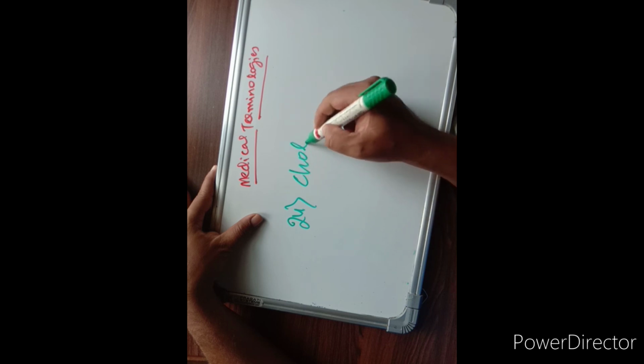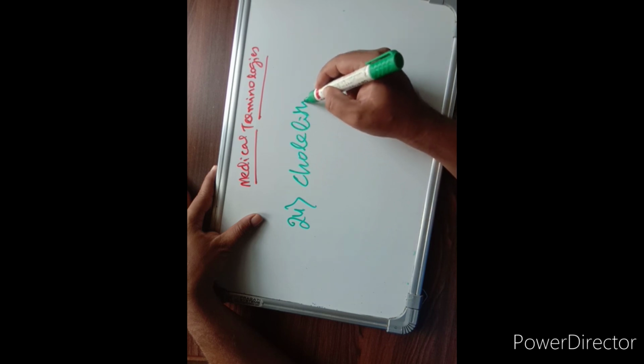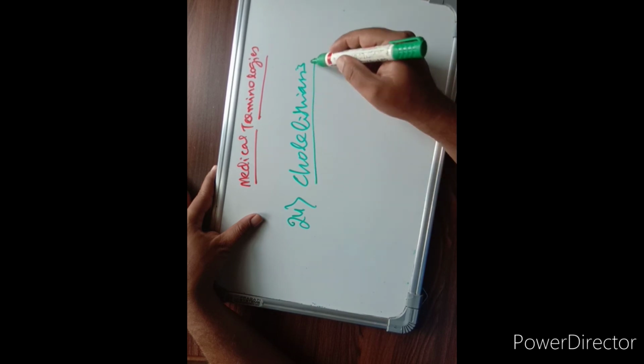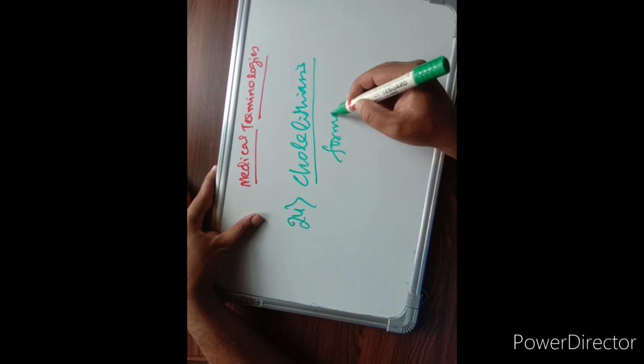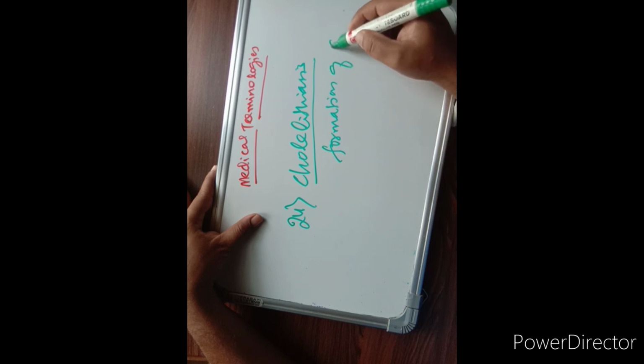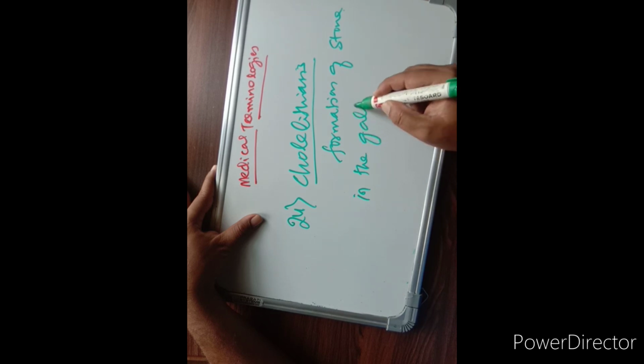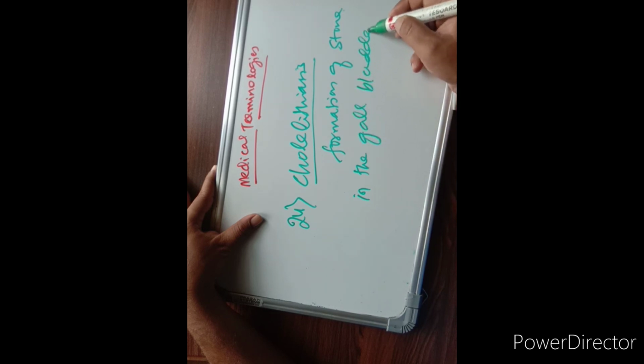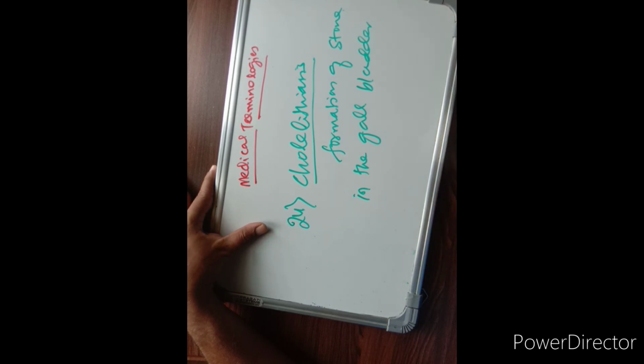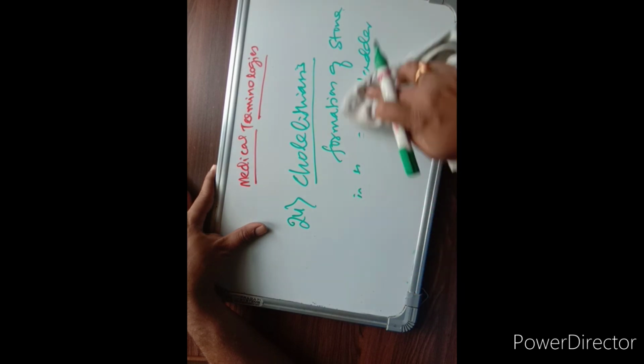Next one is cholelithiasis. Cholelithiasis is nothing but the formation of stone in the gallbladder. Most commonly this cholelithiasis happens in fat, middle-aged women. Where there is a formation of stone in the gallbladder, it is known as gallstone. So formation of stone in the gallbladder is known as cholelithiasis.